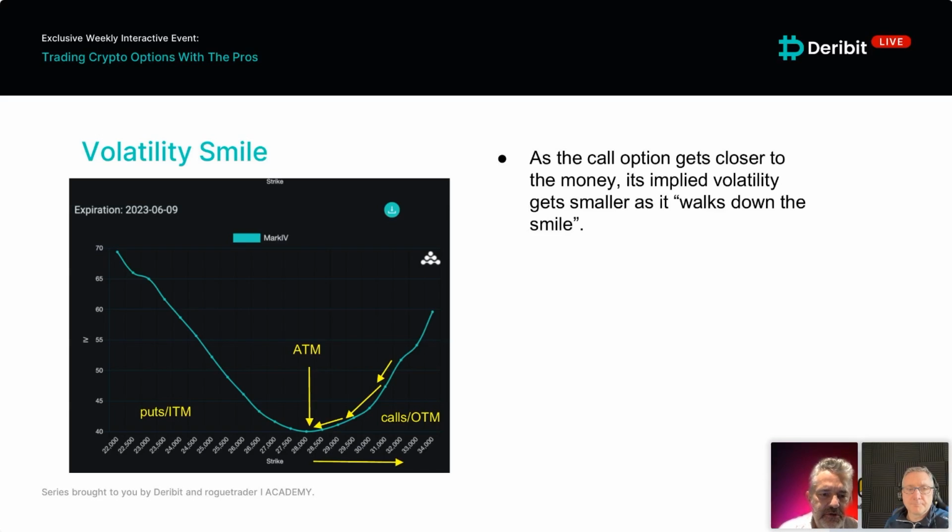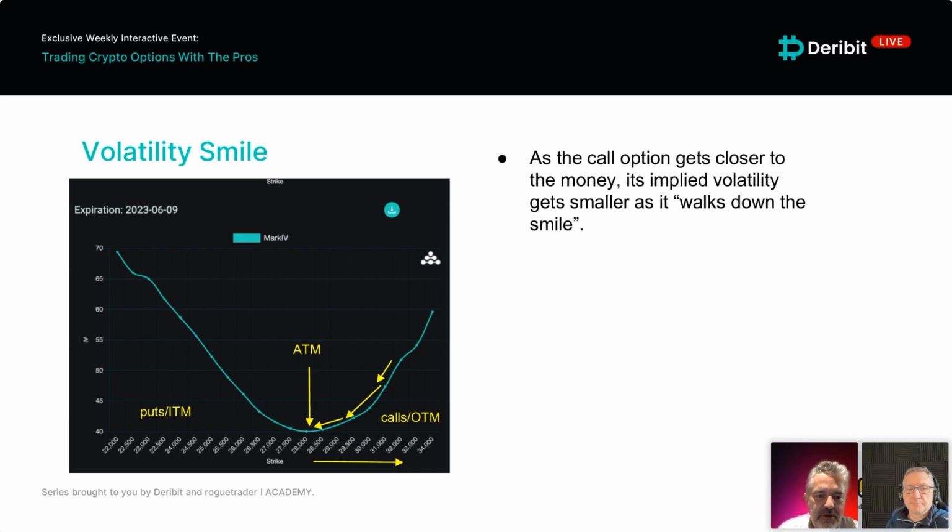And if you notice on there, if you look at the 28,000 strike, the at the money, or the 28,000 strike option, has the lowest implied volatility. And because it has the lowest implied volatility, it has the lowest relative price, according to the Black-Scholes equation. And in this case, it's about 41 vol, 41%.